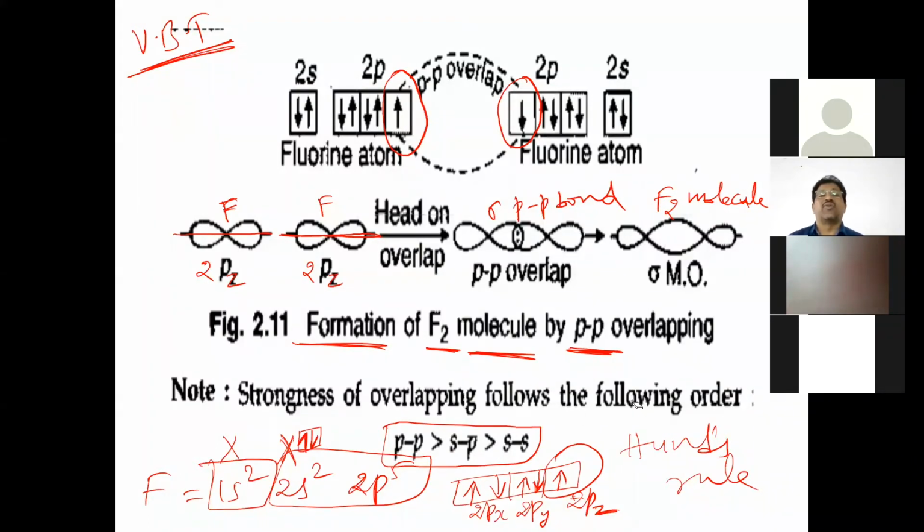So we have discussed only the formation of sigma bond today. In the next class, we'll discuss the formation of pi bond. Today we discussed sigma bond formation. Tomorrow we'll discuss pi bond formation.